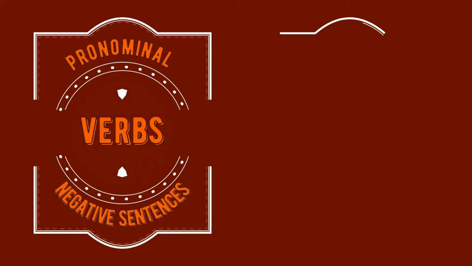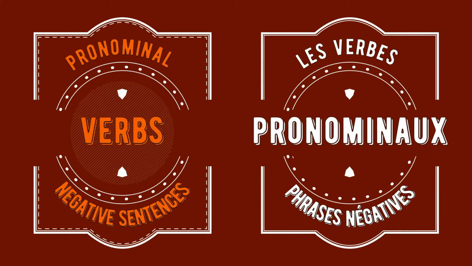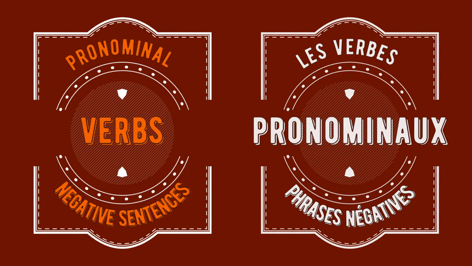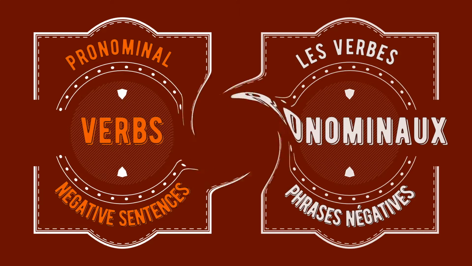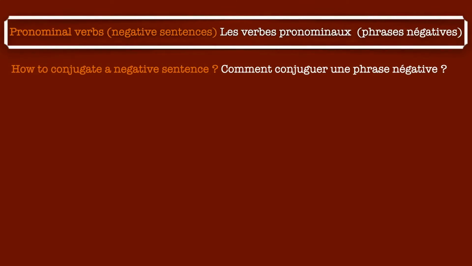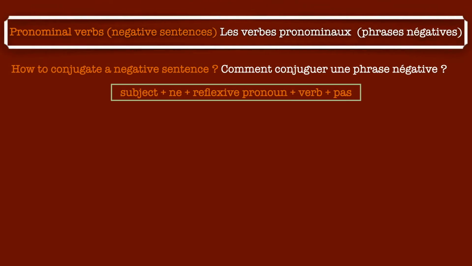So, I'm going to reply to the question, how to conjugate a negative sentence with pronominal verbs. The word order is the following. We start with subject personal pronoun, after that there is the first negative word, the reflexive pronoun, after that the verb, and finally the second negative word. I know it's a lot of words, but you will get used to it. And also, examples can help.